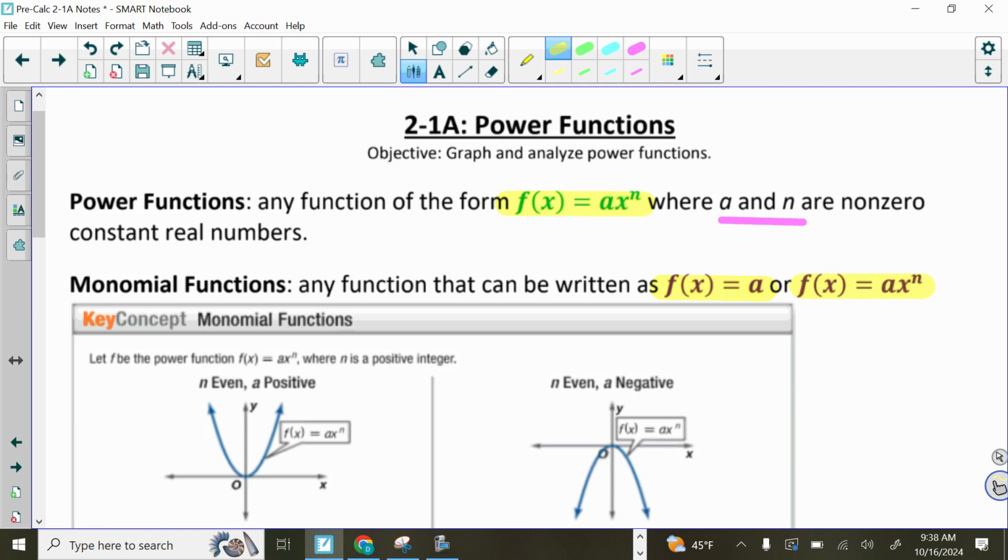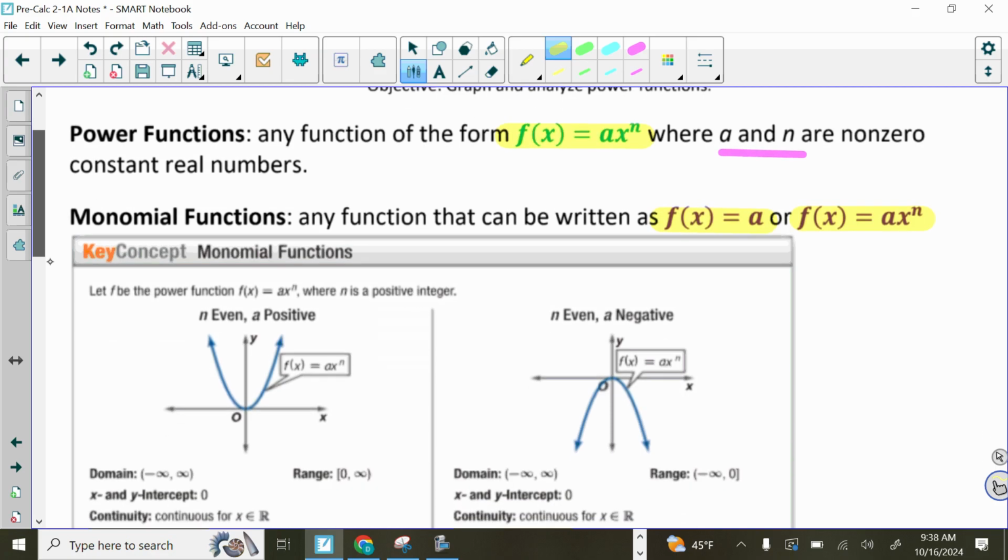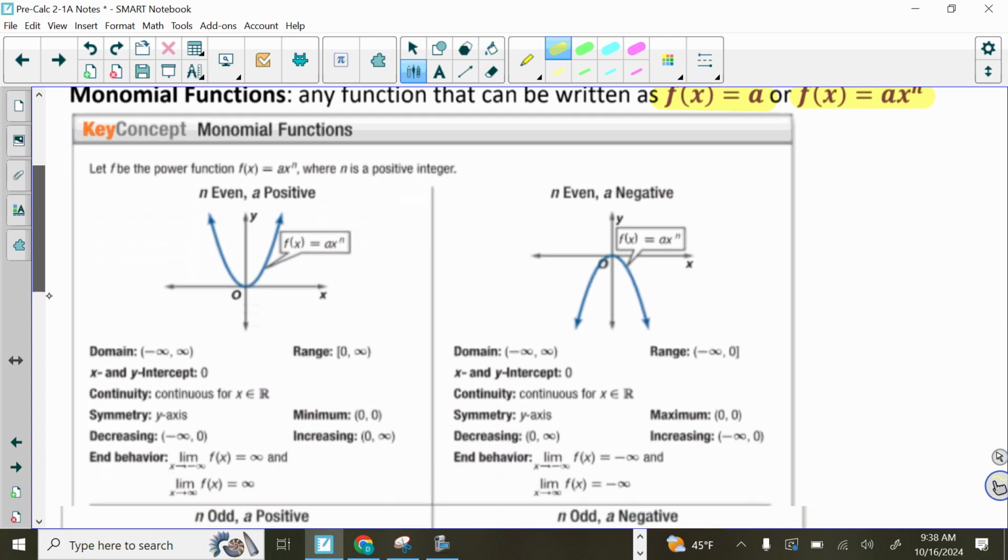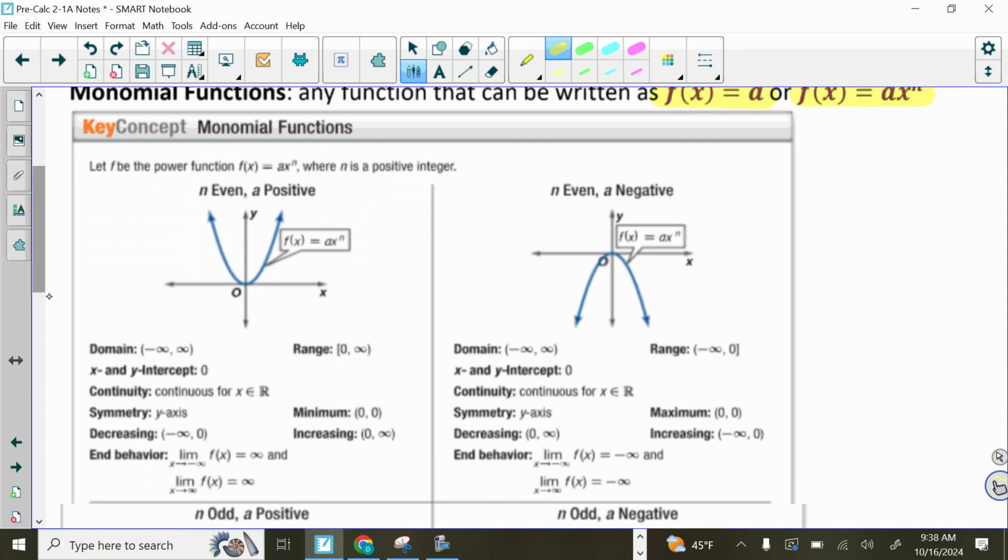All right, so let's talk about some of these power functions, monomial functions. A couple that we know about that we've seen before. In this case, we're just going to talk about when n, that's your exponent, is even or when it's odd, and then what happens with the a value in these cases. So these first two show you when the exponent n is even, and then we show the difference between when a is positive and a is negative.